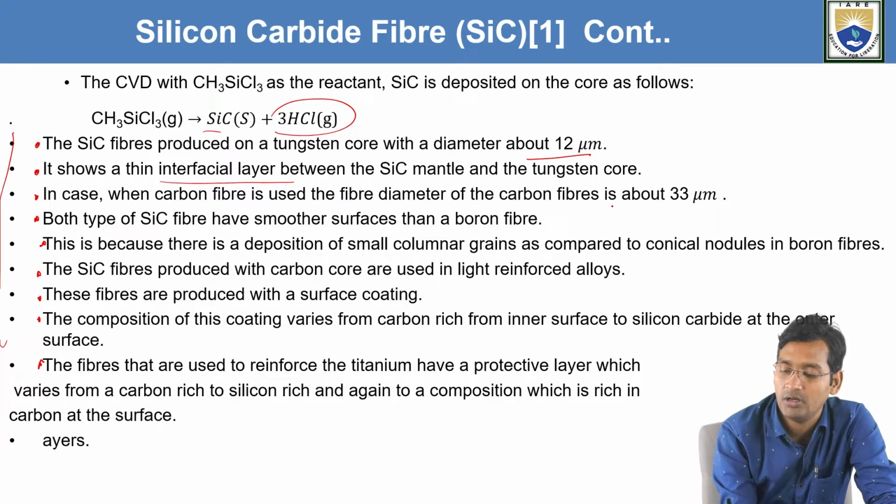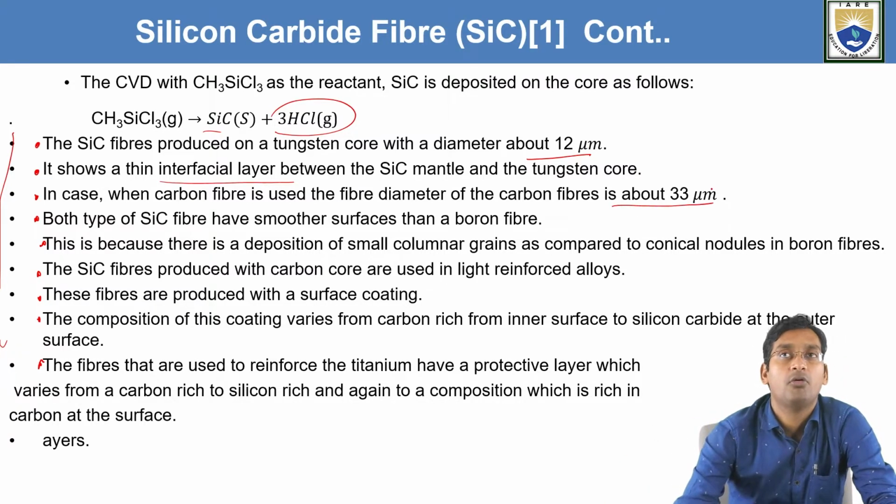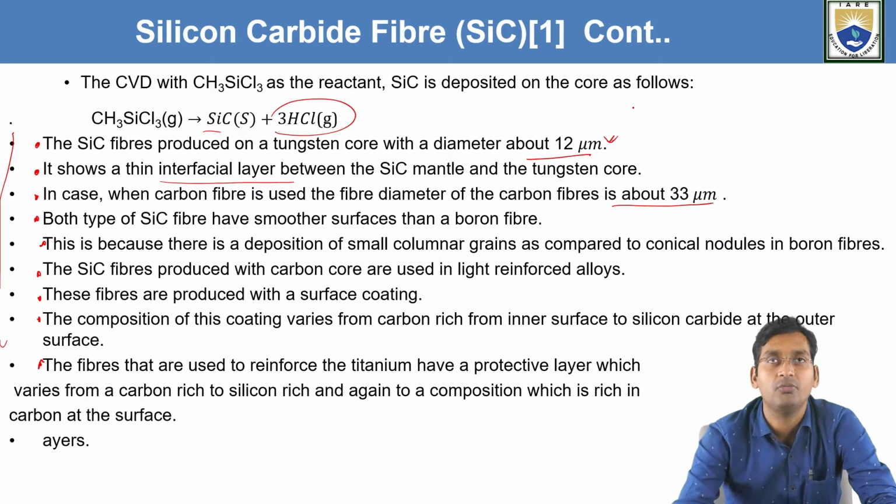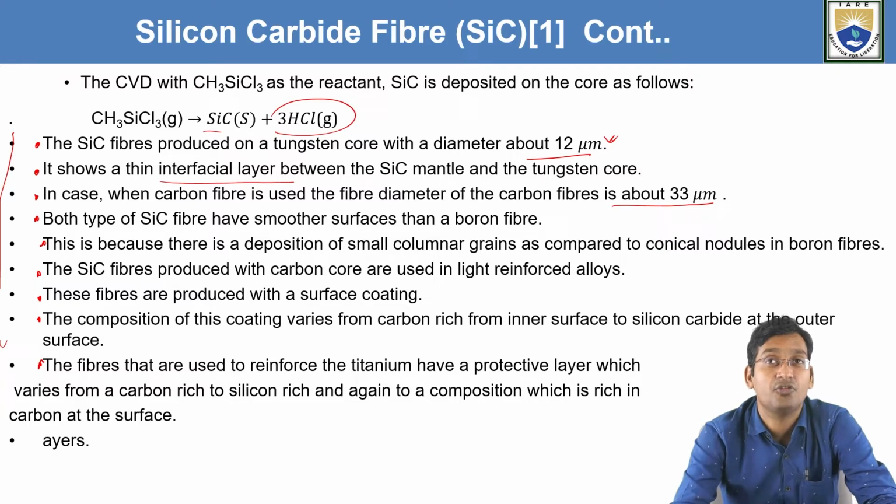In case of carbon, that's a 33 micrometer. Means this one has the lesser diameter. So when we produce on the tungsten core, then that will be more flexible. Both types of SiC fiber have a smoother surface than a boron fiber. So these two both are smoother than the boron fiber. This is because there is a deposition of small columnar grains as compared to conical nodules in boron fiber.